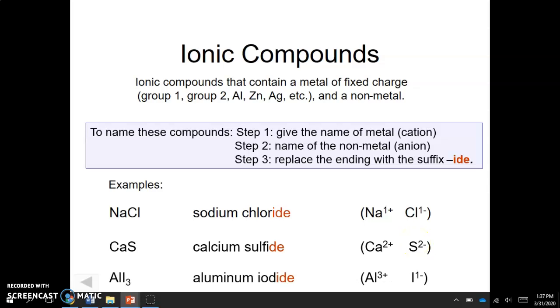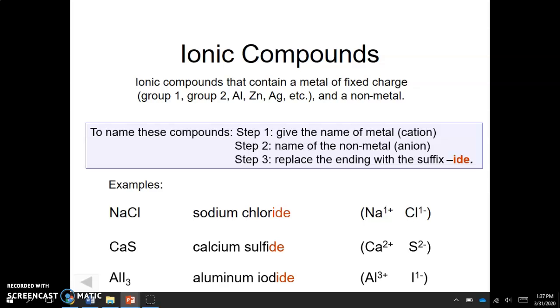And here we have AlI3. So Al is aluminum. I know it looks a little bit funny because the L and the I look the same. But the Al is the aluminum. So that's step 1: give the name of the metal, the cation.